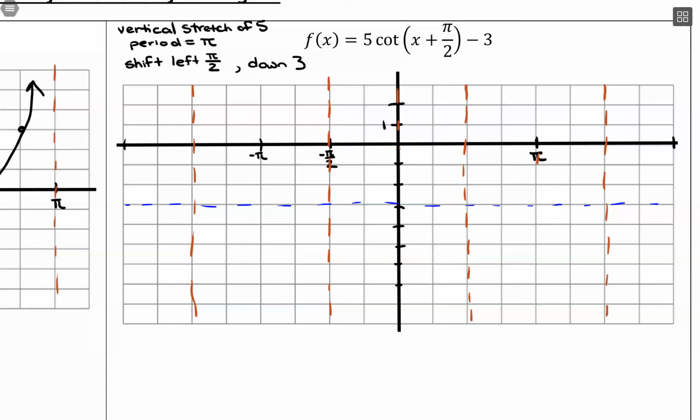And so now let me think about those values that would be hitting the x-axis typically. So that's going to happen halfway between our asymptotes, but we move them down 3 units. So that's where I drew that blue line there, is that we're going to cross that blue line halfway between for each of these intervals.